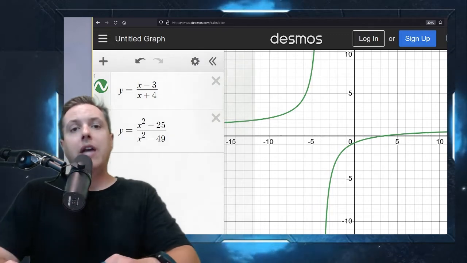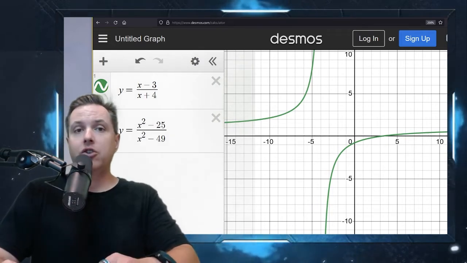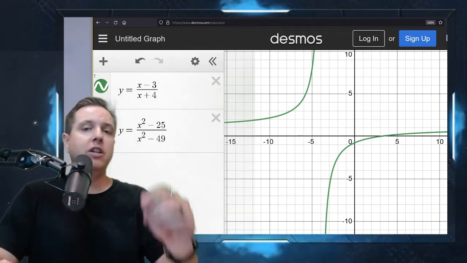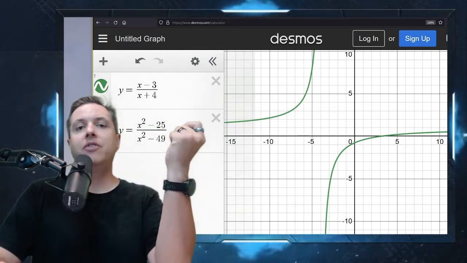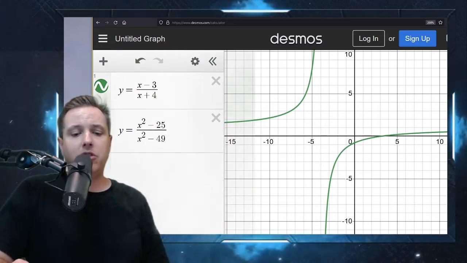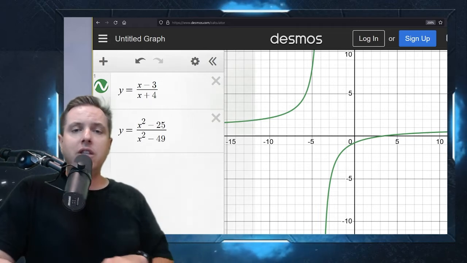Okay, we are going to look at some important properties of rational expressions. So remember, a rational expression is just where you have a fraction, the numerator is a polynomial, and the denominator is a polynomial. Okay, so rational expressions, rational functions. So here's the thing about them though.